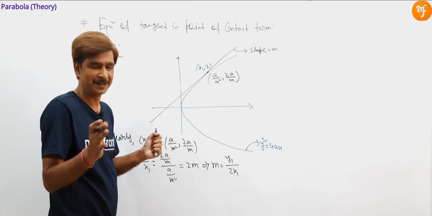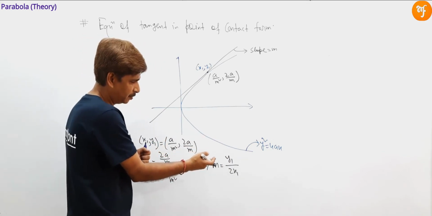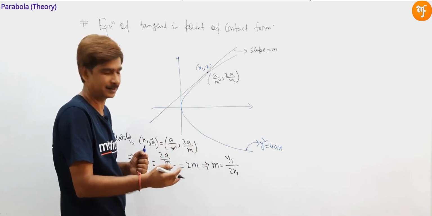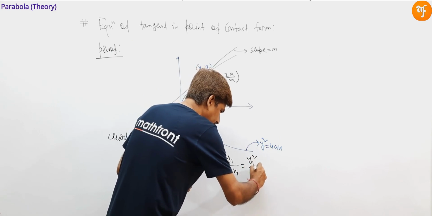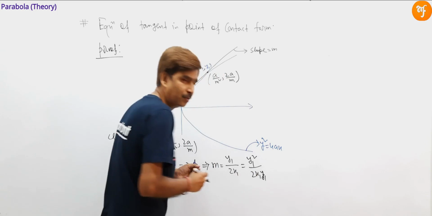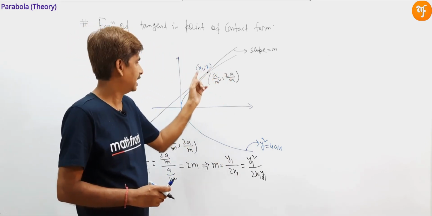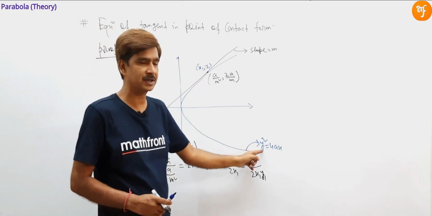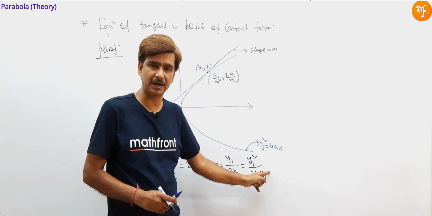Now you just multiply by y1 in both numerator and denominator of the right hand side. So what we will get? y1 square divided by 2x1 y1. Now what is y1 square? y1 square is equal to 4ax1. Why? As x1 y1 lies on the curve y square is equal to 4x, so x1 y1 satisfy this equation y square is equal to 4x.